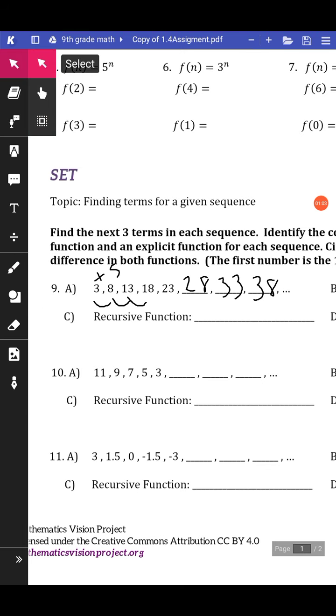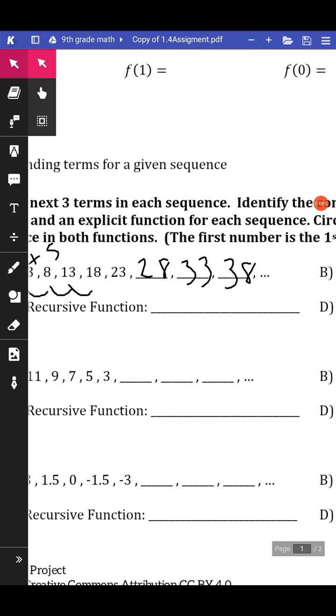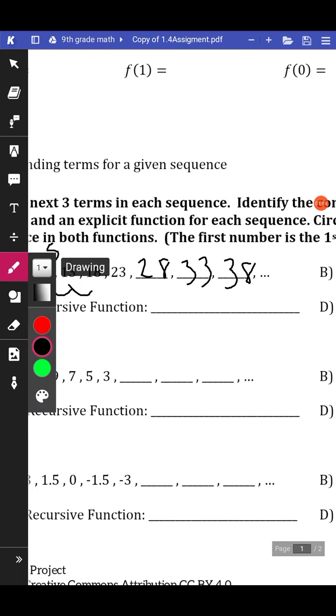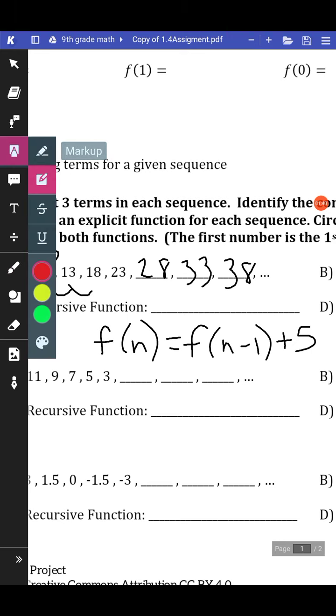The recursive function, that's a way of saying, how do I move from where I am now? How do I get to where I'm going? And the way that we're going to do that, it's going to look a little weird. Take a deep breath. It's okay. We can do this. You're going to say f of n, and f of n is a way of saying, this is what I want right now. We're going to say, if I look at the one before f of n, so n minus 1, which was right before n, I can add 5 to it. And that's how you say, this is where I am.